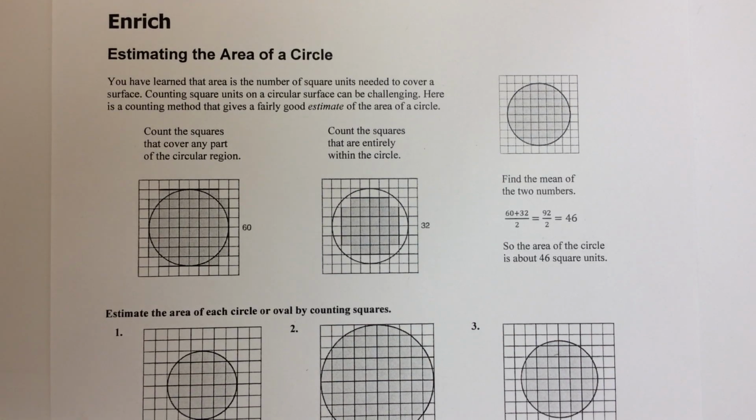All right. You have learned that the area is the number of square units needed to cover a surface. Counting square units on a circular surface can be challenging. Here is a counting method that gives a fairly good estimate of the area of a circle. So today we're going to talk about area of a circle.